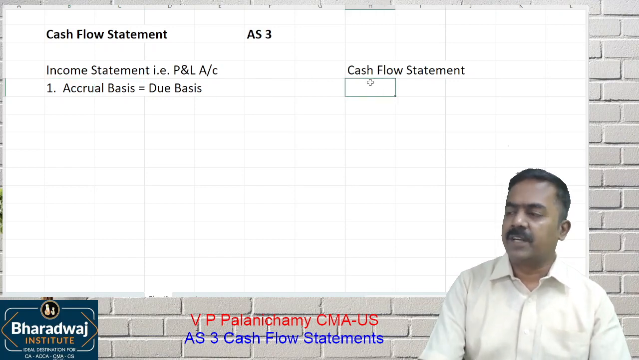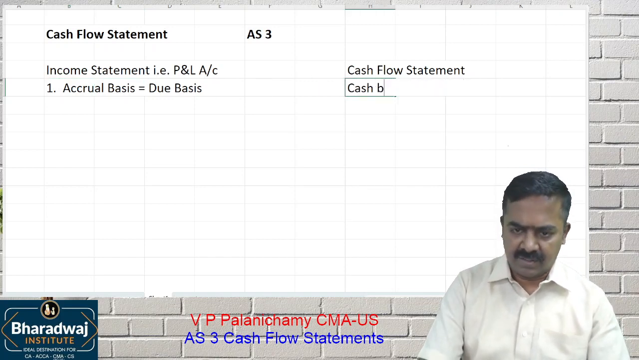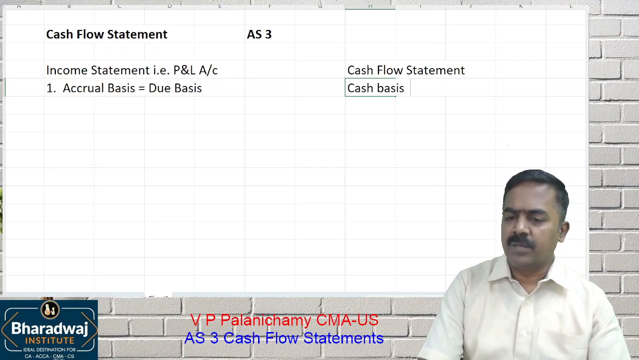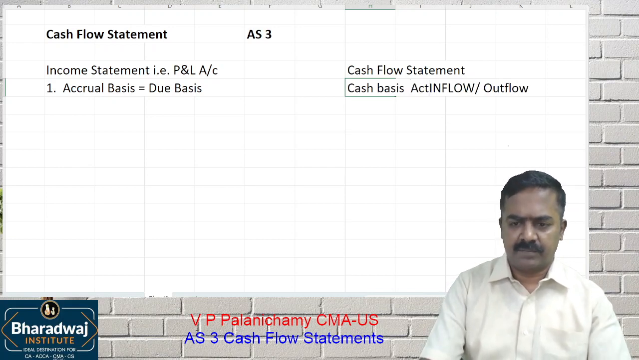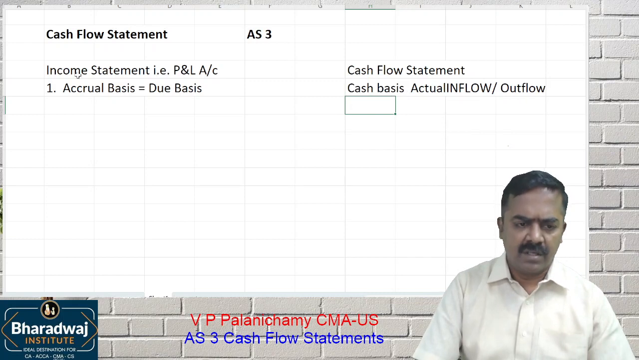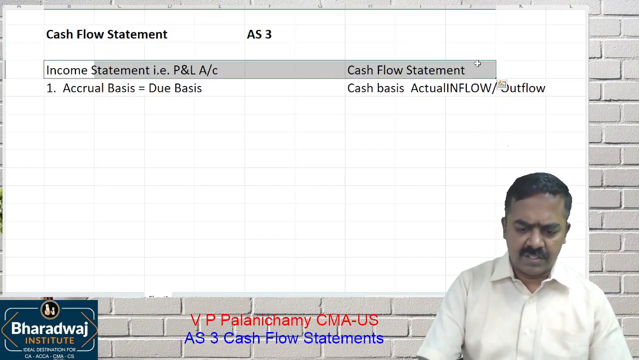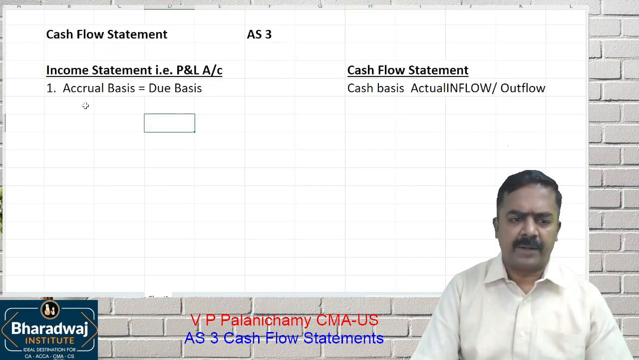But cash flow statement is prepared based on cash basis. What do you mean by cash basis? Only when there is an inflow or which one? Outflow, it will be recorded. Take up this. I have 2 columns. Let us understand the differences so that we can learn cash flow statement better.